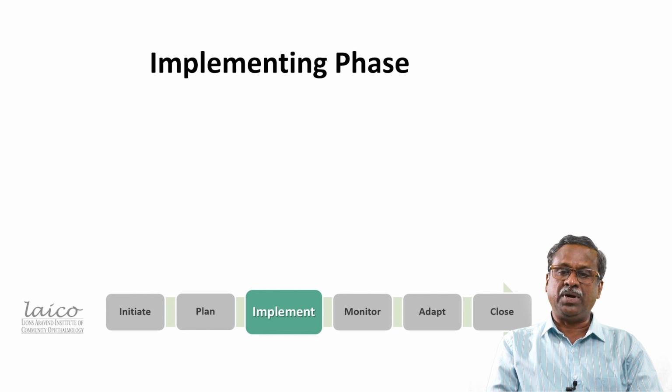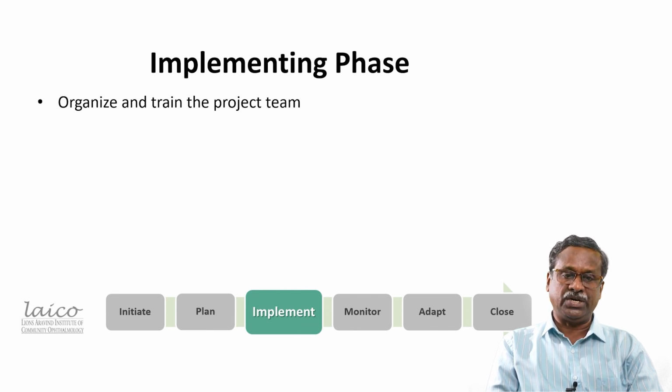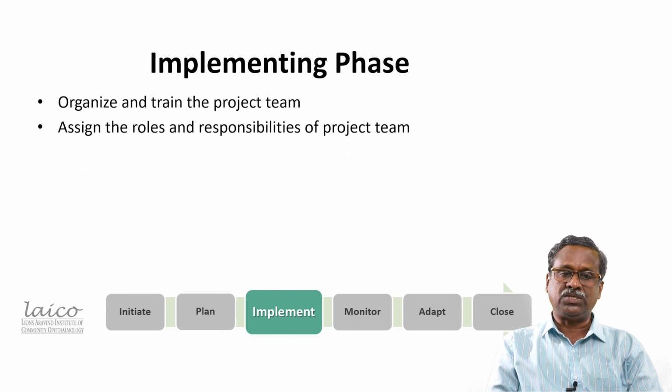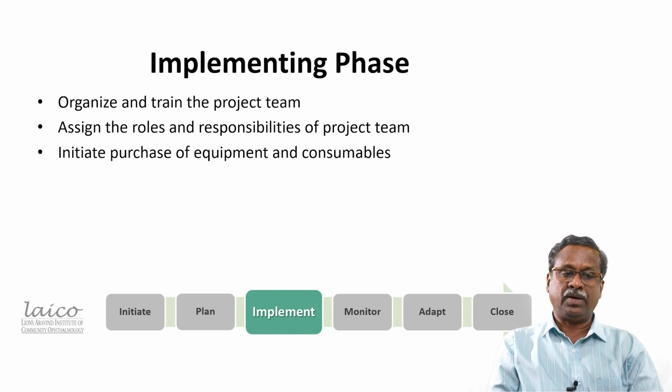So, coming to the implementing phase. In this phase, we should ensure that all the necessary actions are taken to deliver the project plan. Whatever we have developed, we should organize and train the project team properly in order to implement the project activities. Assign the roles and responsibilities of each and every member of the project team. And then we can initiate the purchase of all equipment, instruments and consumables needed for the project.